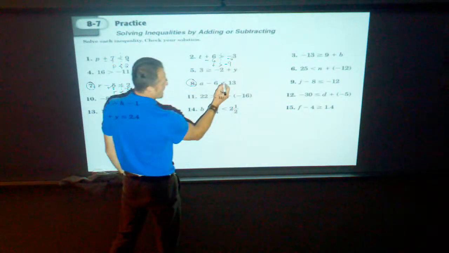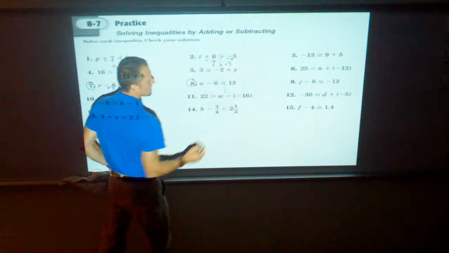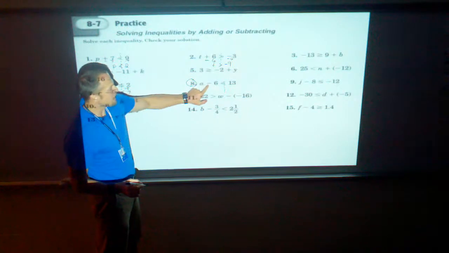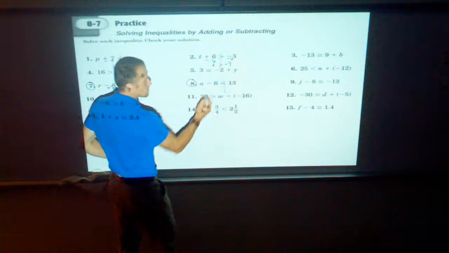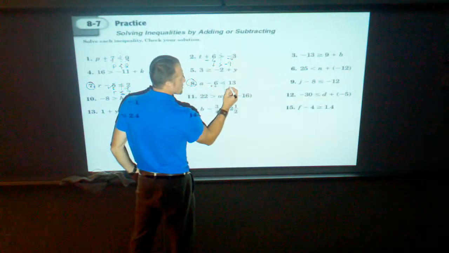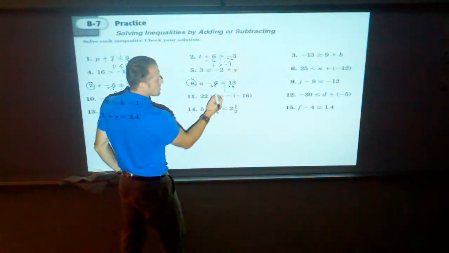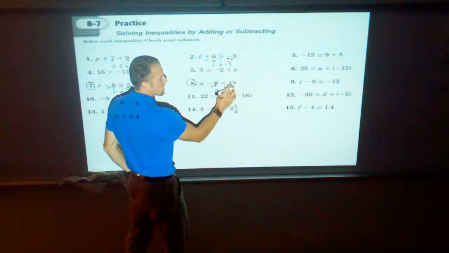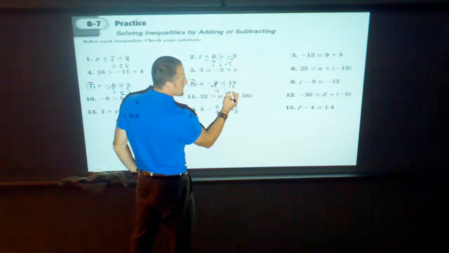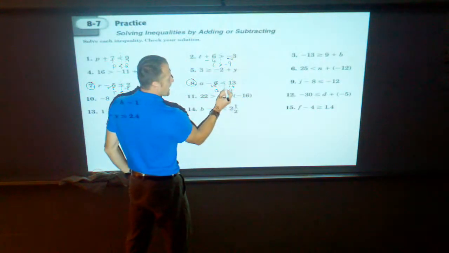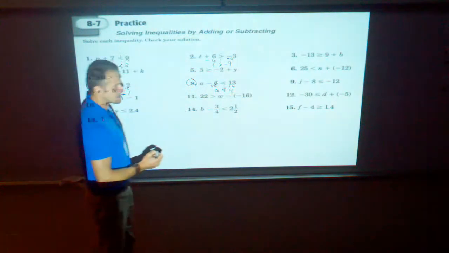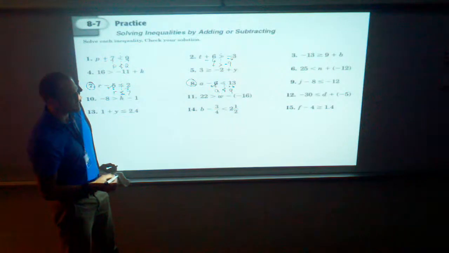Over here, number 8. A minus 6. The opposite of minus 6 is plus 6 to both sides. This will cancel, and I have A. Over here, 13 plus 6 is 19. And I've got A is less than 19.